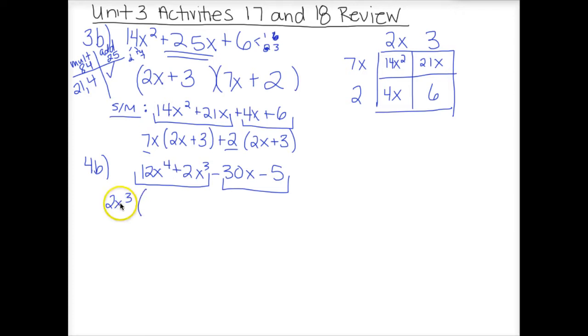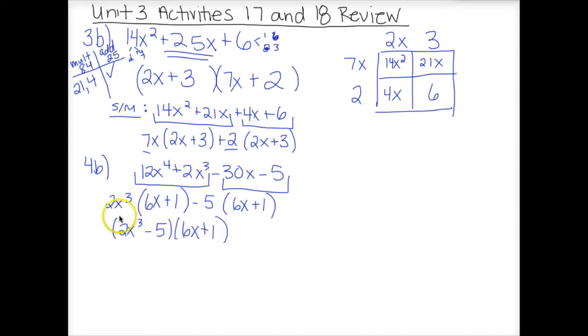What do I multiply 2x cubed by to get 12x to the fourth is how I determine what's in my parentheses. That answer is 6x. What do I multiply 2x cubed by to get 2x cubed? That'd be 1. So that's what goes there. Again, I know that my second parenthesis has to be the same, and I can work backward. What do I multiply 6x by to get negative 30x? I multiply it by negative 5. So 2x cubed minus 5 times 6x plus 1 is my factorization.